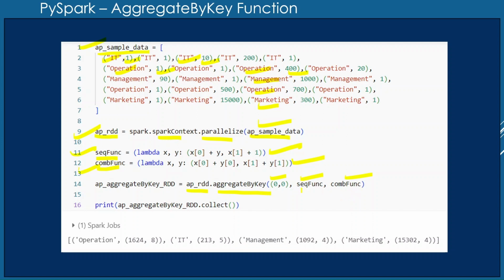The sequence function will implement the aggregate function on each and every partition, and the combined function will combine all the results which get generated with the help of the sequence function on each and every partition.